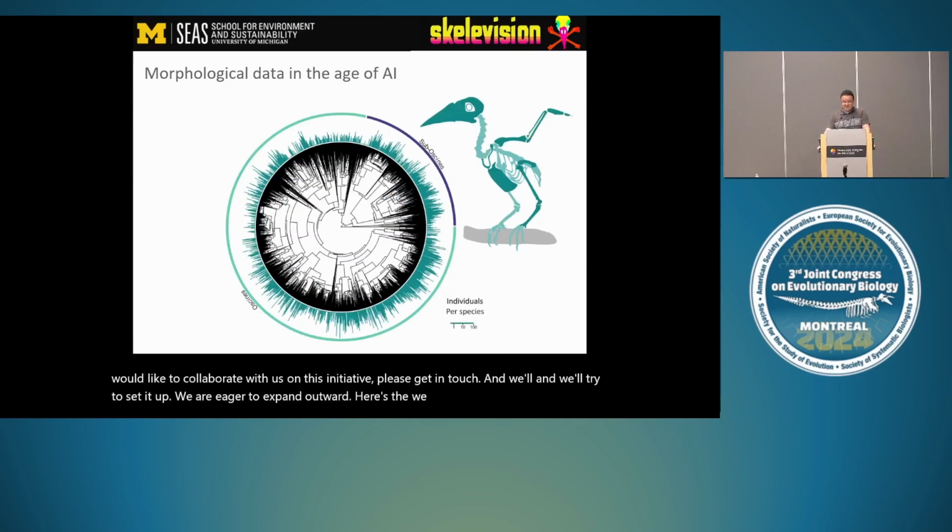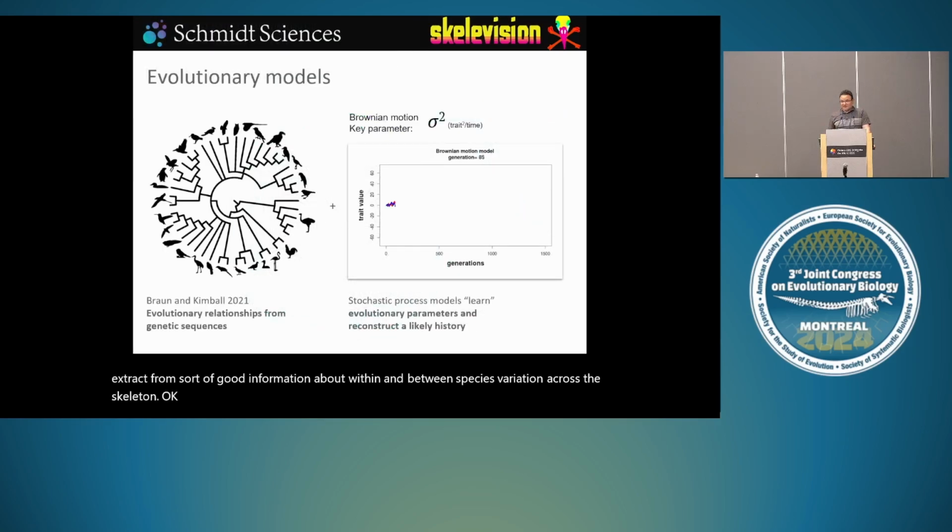We have nice sampling within and between species. Here is a diagram showing passerine songbirds, so suboscines and oscines, with bars just representing the relative sampling. So we have nice sampling within species, which is unusual to have. And we're hoping to come up with projects that will leverage good information about within and between species variation across the skeleton. Okay, that's all I'm going to say about the data set. I really have spent most of the last year working on new methods to help us analyze this scale of data, and so that's what I'm going to talk about for the rest of the talk.